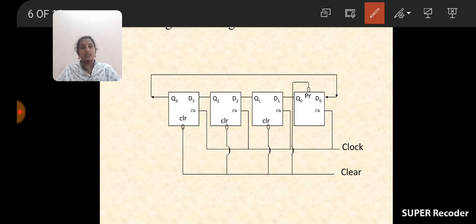Because here, the clock pulse must be applied to all the flip-flops at the same time, and the clear pulse is also applied to the flip-flops to clear the inputs if we require it. Okay, this is about construction.